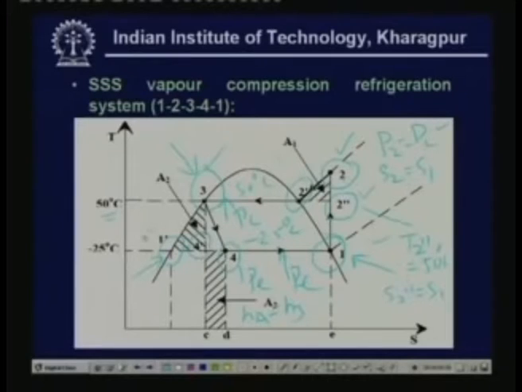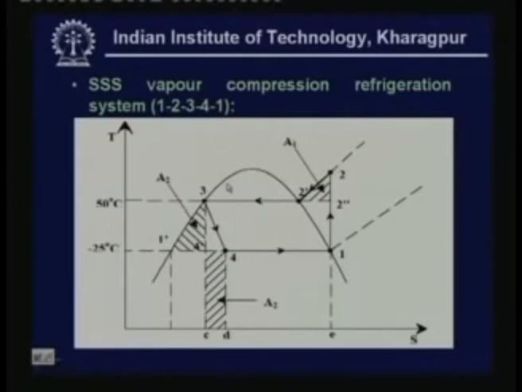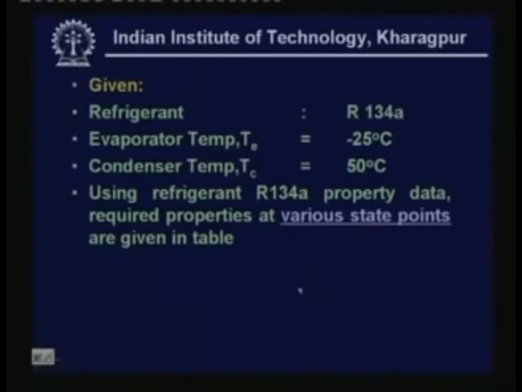Point 4 dash, as you can see from the drawing, has the same entropy as that of point 3, that means S4 dash is equal to S3, which is known to us, and we also know the pressure at this point. That means from the given information you can find out the property data at all these points. So, now let me show this property data.